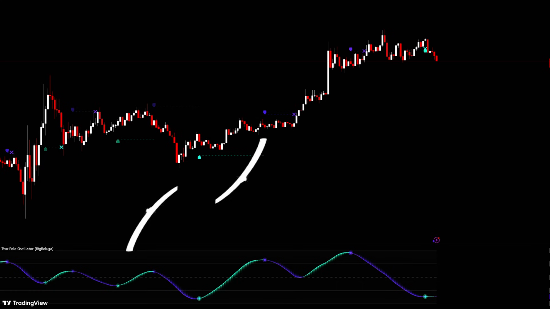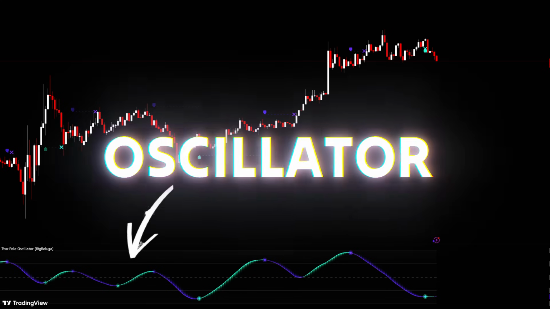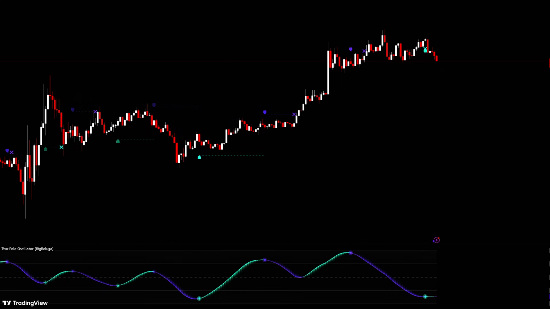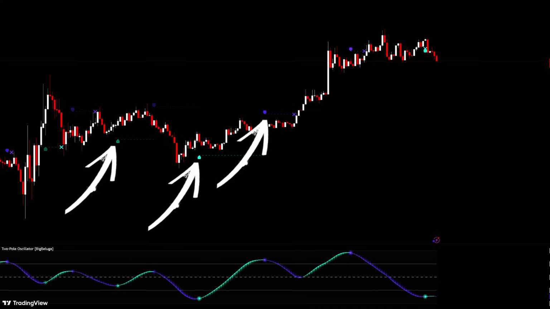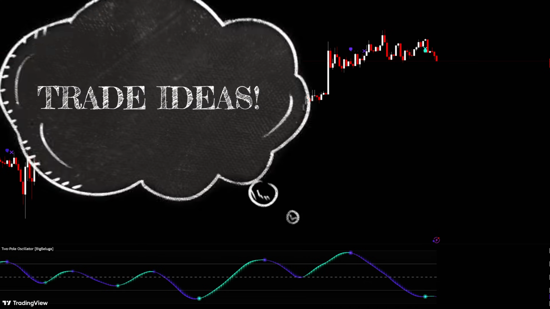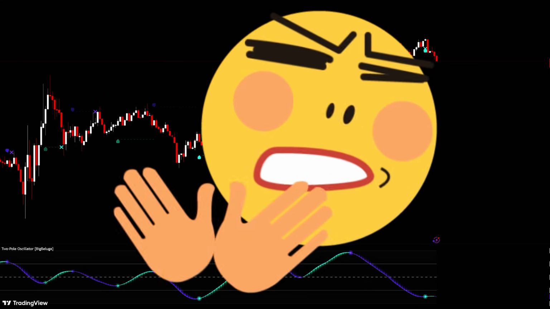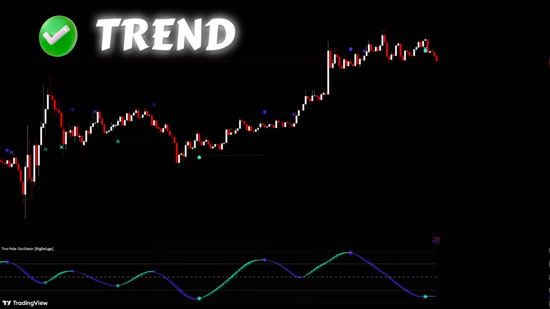You'll see two main parts. First, an oscillator below the chart showing momentum and strength. Second, colored dots on the price chart itself. These dots show trade ideas, but you can't just follow them blindly. You have to check the trend and strength first.